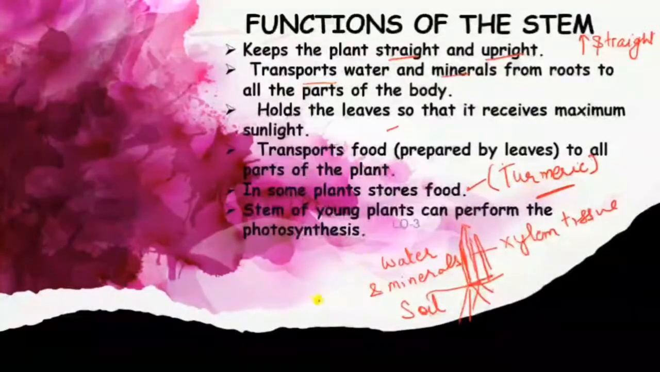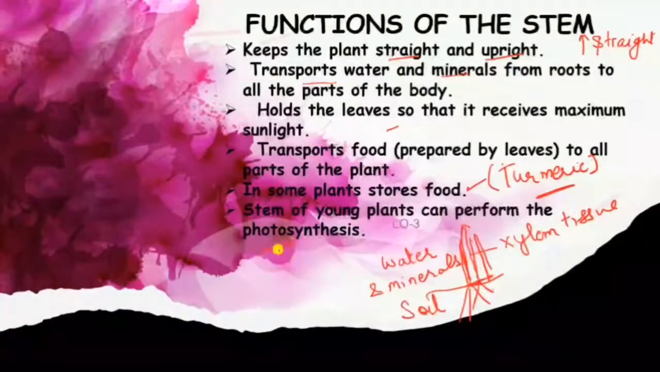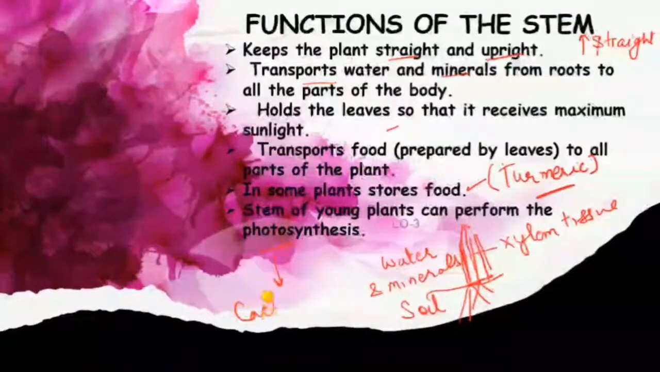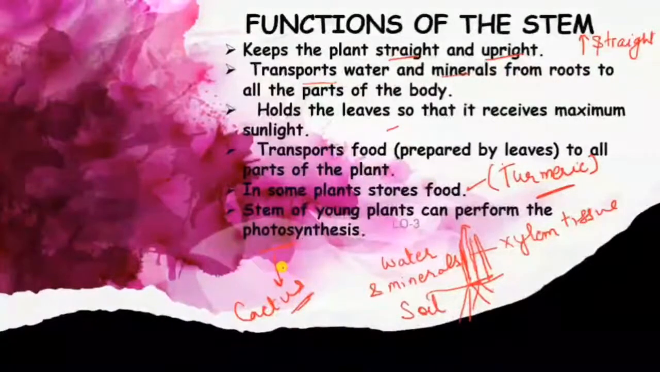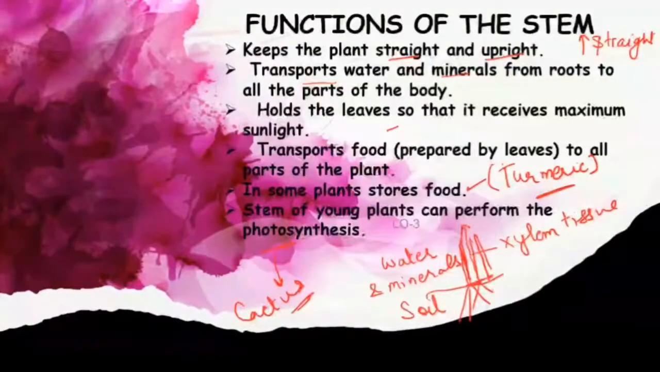I have explained already, the plants which have green stems, which are young plants, can perform photosynthesis. In many cases, like in the cactus plant also, its stem performs photosynthesis. So there are a lot of functions of stems. In this way, your next learning outcome has been achieved. Now you are able to state the functions of the stem.